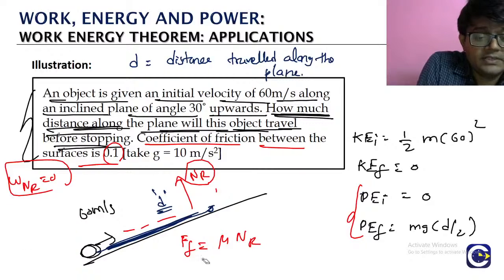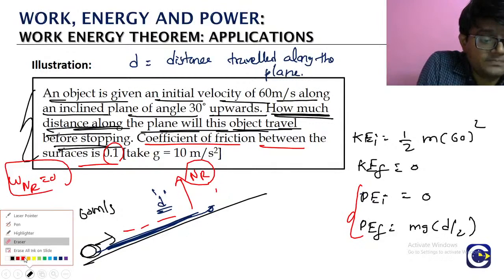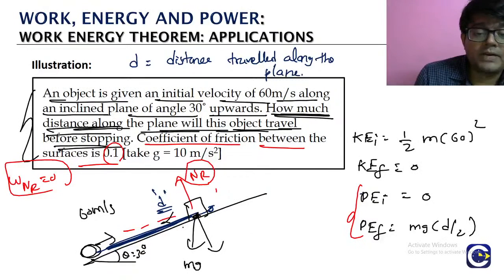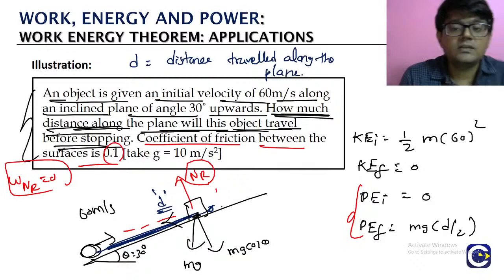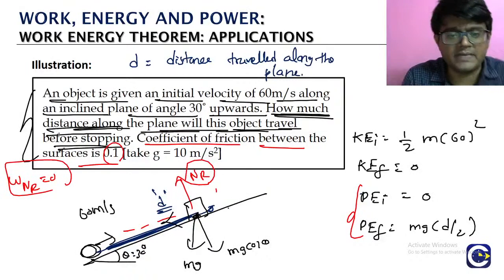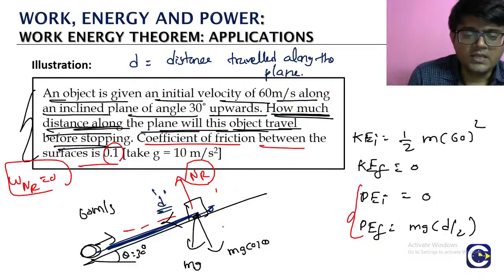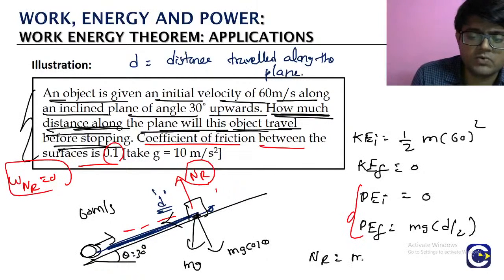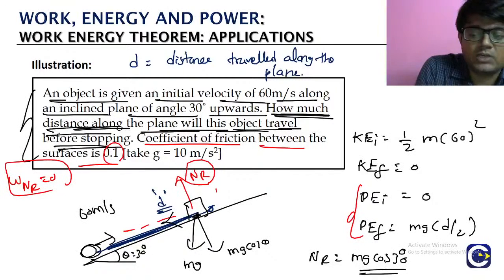How do we calculate the normal reaction? For this object on the inclined plane, motion is only along the plane, there is no motion perpendicular to the plane. I think you remember this. This is theta, 30. The components of mg: mg cos theta will be perpendicular to the plane, and mg sin theta will be along the plane. When we do the force balance perpendicular to the plane, as we have already done in Newton's laws of motion, the normal reaction is equal to mg into cos 30. Okay? So this is the normal reaction value.